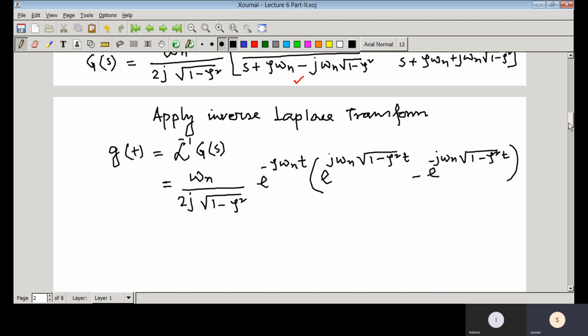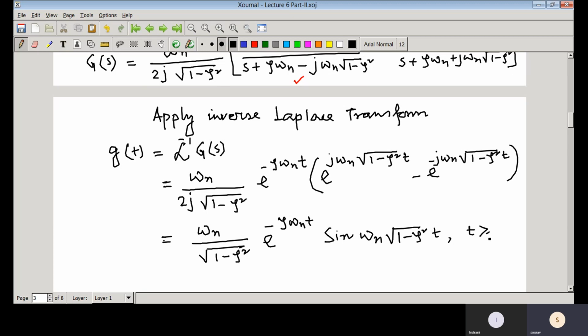And then if you simplify it, finally you get that expression for g(t): omega n by square root of 1 minus zeta square, e to the power minus zeta omega n t, sine, just we are writing that exponential form in sine form, that is omega n square root of 1 minus zeta square t, when t greater than or equal to 0. So this is actually your g(t).